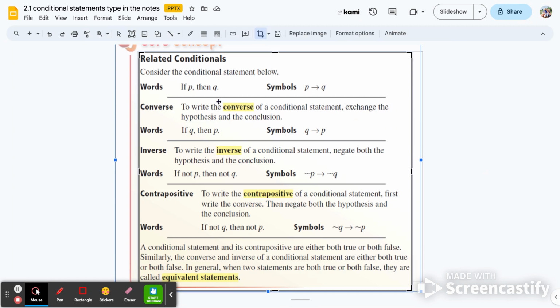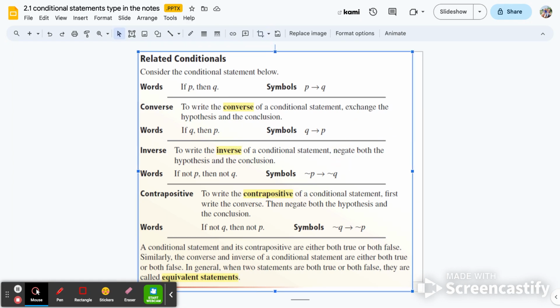So you started with P then Q, well, converse would just be Q then P. Sometimes that's true, sometimes not, so we'll talk about the differences in those. The inverse is when you negate both the hypothesis and the conclusion. If not P, then not Q will happen. So if today is not Friday, that means tomorrow is not Saturday.